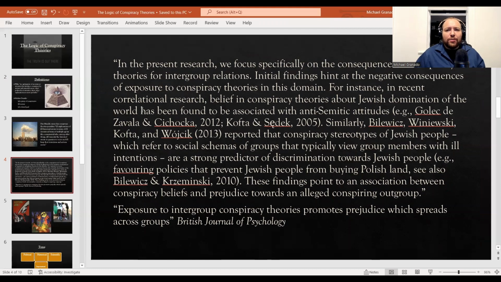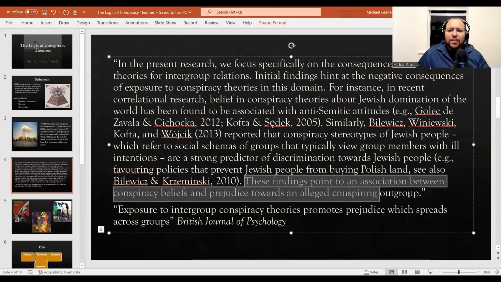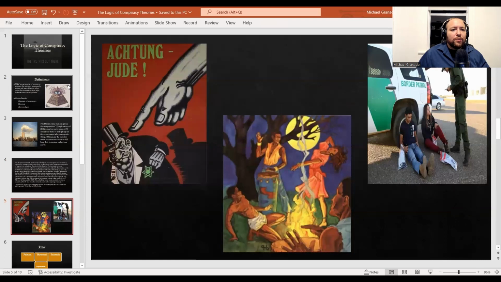I have a quote here that I'll read, talking about the consequences of conspiratorial thinking. I won't read all of this, but there's oftentimes a correlation between identifying this group, associating that group with a minority, and prejudiced views towards those groups. This was especially true in Germany in the 1920s and the 1930s, which of course gave rise to things like the Nazi Party. We see this play out in other ways.